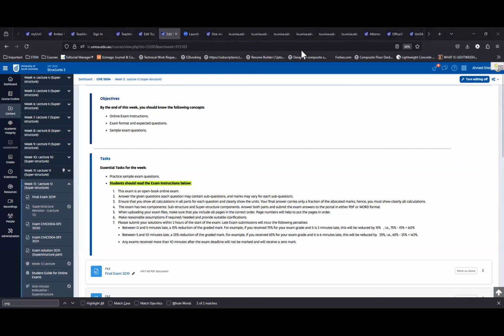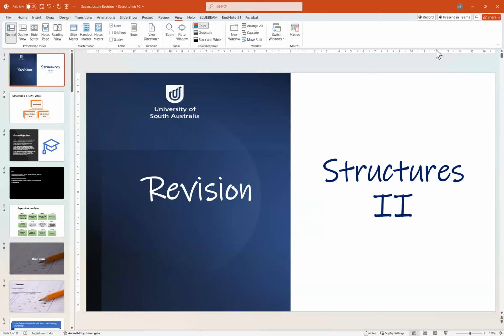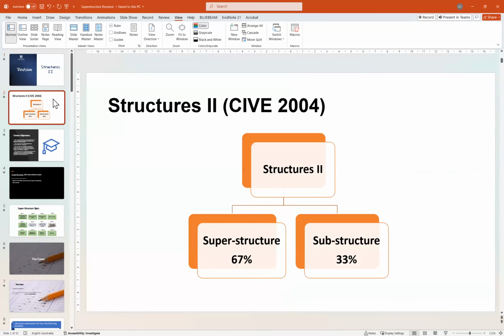Okay, so let's have a look at the revision file. This revision file for Structures 2 gives you a hint on the weight of each part and what the expected questions are for the superstructure part. For Structures 2, as you know, the course has two components, substructure and superstructure.